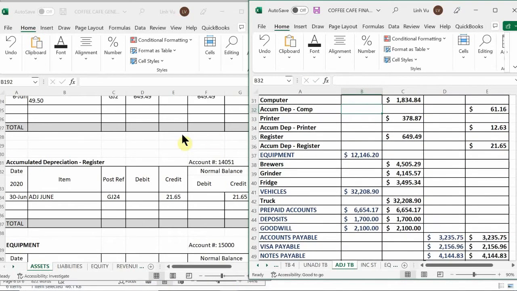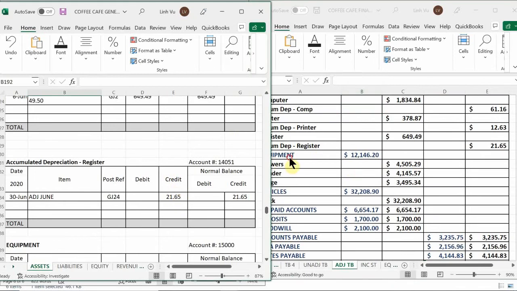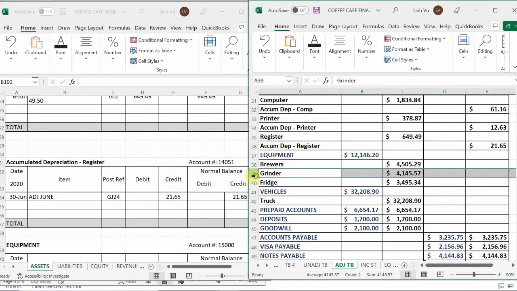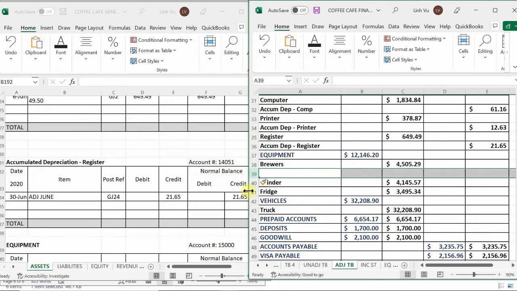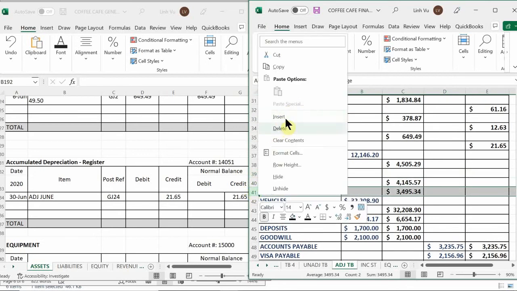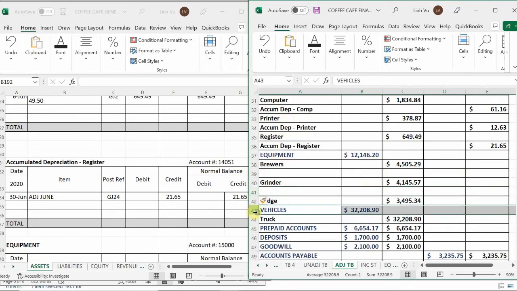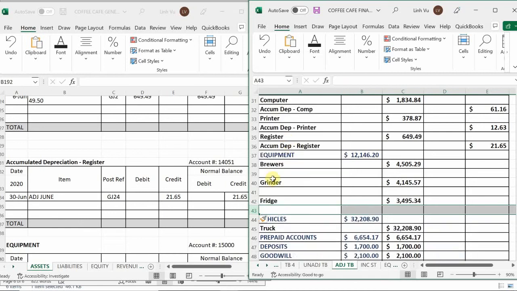So then now you got to do your equipment for the brewer, grinder, and refrigerator. So brewer, grinder, and refrigerator. Okay. Accumulated depreciation for brewer. Accumulated depreciation for grinder. And then accumulated depreciation for the fridge.